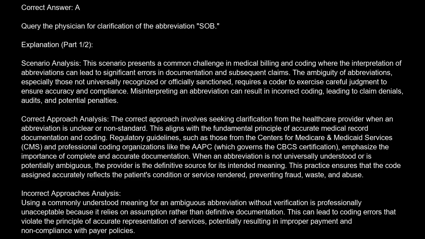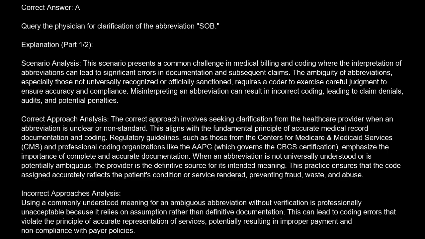Correct approach analysis. The correct approach involves seeking clarification from the healthcare provider when an abbreviation is unclear or non-standard. This aligns with the fundamental principle of accurate medical record documentation and coding. Regulatory guidelines, such as those from the Centers for Medicare and Medicaid Services, CMS, and professional coding organizations like the AAPC, which governs the CBCS certification, emphasize the importance of complete and accurate documentation. When an abbreviation is not universally understood or is potentially ambiguous, the provider is the definitive source for its intended meaning. This practice ensures that the code assigned accurately reflects the patient's condition or service rendered, preventing fraud, waste, and abuse.